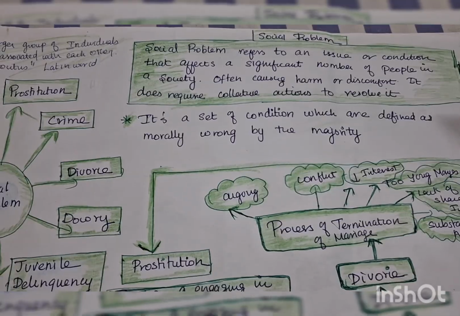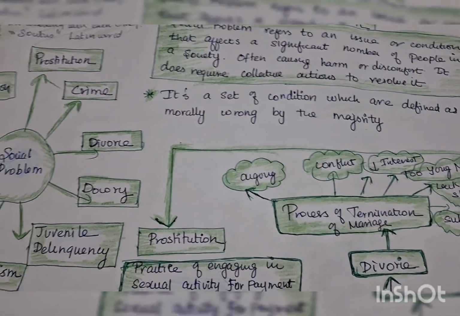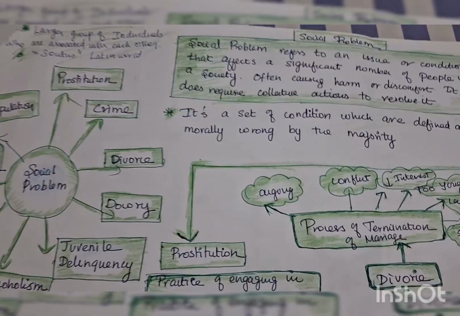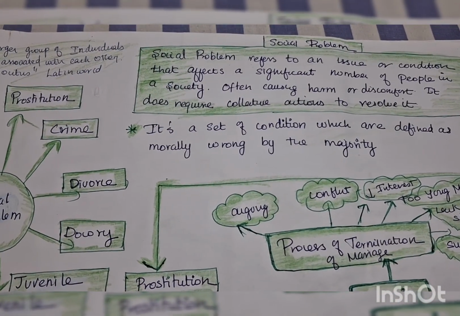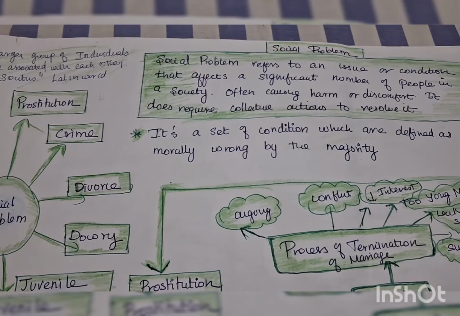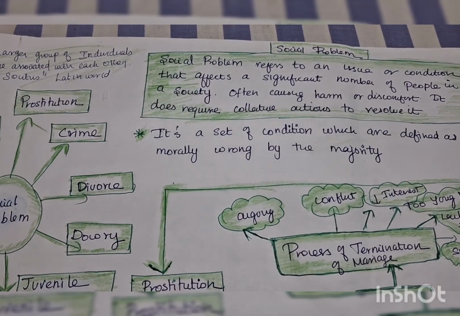Today we will see about the social problem. We have seen about social control, social change and control, and what is the social problem. If there is a society, there will be a problem. If there is a human, there is a health problem. If it is a society, it will have a problem that is called the social problem.